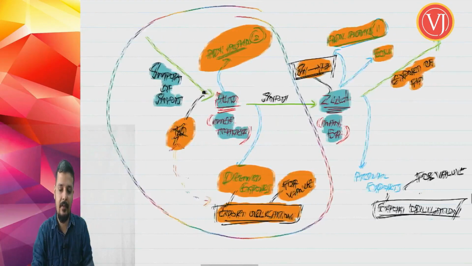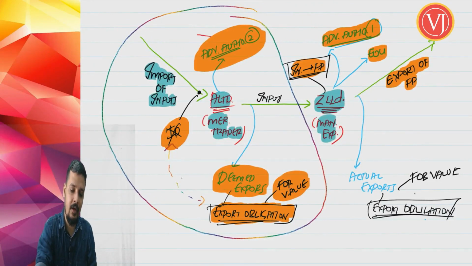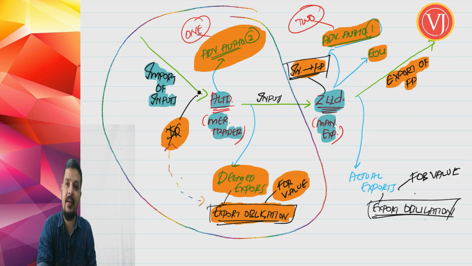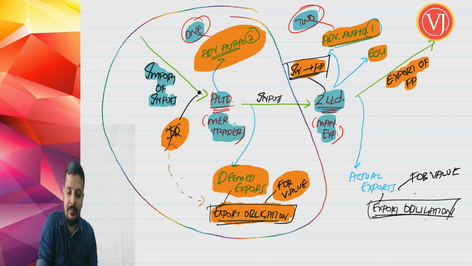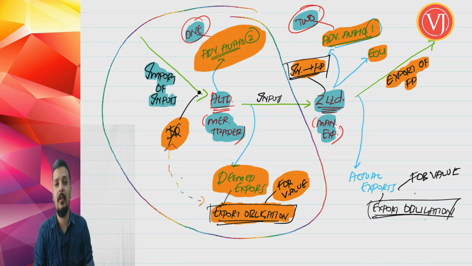Whereas in this example, friends, there are two advance authorizations. You are talking about the first advance authorization and the second advance authorization. So here A Limited has a separate advance authorization and Z Limited has a separate advance authorization. And one more important difference, A Limited is not a supporting manufacturer. No, he is a trader. He is importing the inputs and selling it to Z Limited. So he is a merchant trader. He is not a supporting manufacturer. So he has to take a separate advance authorization. So there are now two advance authorizations.